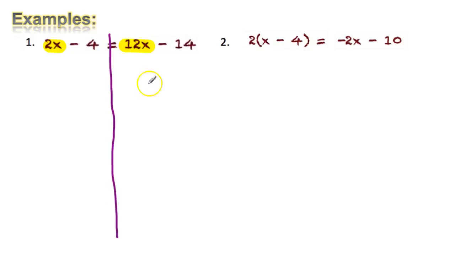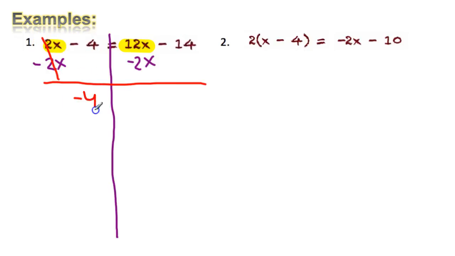And now I want to combine this 2x and the 12x. So you could do either way. You could do minus 12x or minus 2x. I think it's easier to do the smaller term. So I'll do minus 2x on this side, and then I do minus 2x on that side. Now I'm going to simplify. So 2x minus 2x, that cancels. So I bring down this minus 4. And this equals, now I need to do the other side. 12x minus 2x, that is 10x. And then I have minus 14.